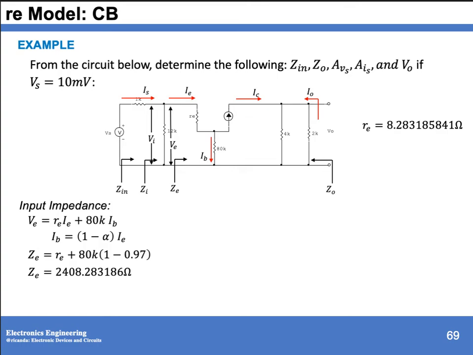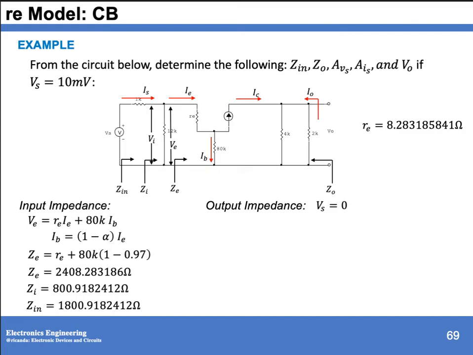Then, to solve for your input impedance Zi, we have 1.2k in parallel with your impedance at the emitter. So therefore, impedance Zi equals 800.9182412 ohms. And we have to add your 1k, which is your RS. We can now have your input impedance Zin. For output impedance, setting VS to 0, so we have 4k in parallel with 2k.